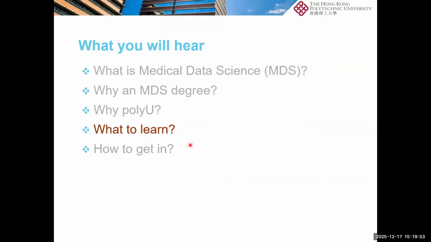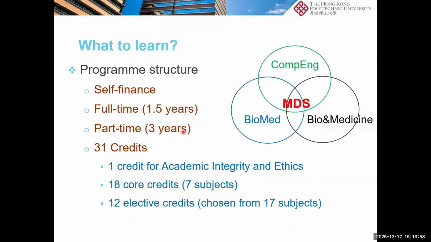Okay, next I will talk about what will be covered in our MDS program. This figure has appeared in the previous slide. Our curriculum will cover subjects from the computer engineering stream, as well as the biomedical field, and then biology and medicine as well. If you are taking the program in full-time mode, it will take you 1.5 years to complete the program. If you are taking it as a part-time student, you will need 3 years. Altogether, you will require 31 credits for graduation.